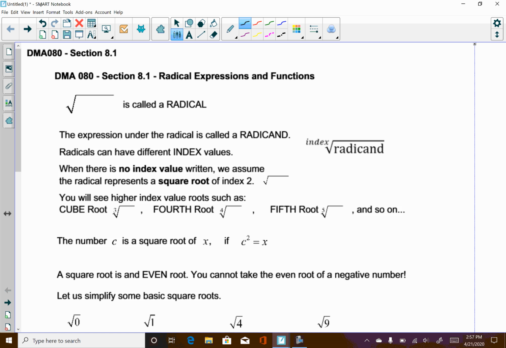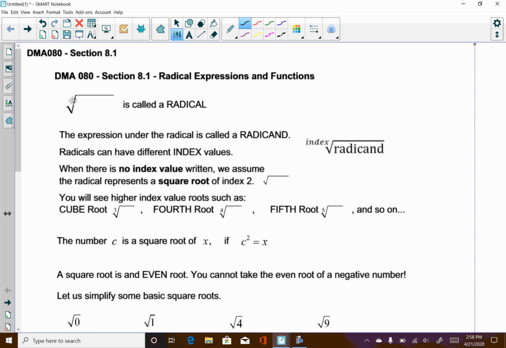I'm looking at section 8.1. At the top here, you see that symbol, and that symbol is referred to as a radical. Most often, I kind of refer to it as the square root symbol because you encounter a square root more often than you do any other root. But as we'll talk about in just a minute, you can take the cube root, fourth root, the fifth root, and so on.